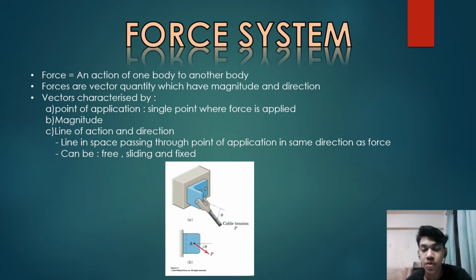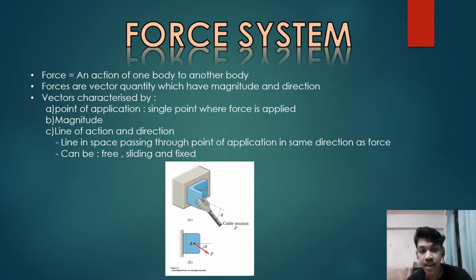Next, we are going to talk about force systems. Force is an action of one body on another body, and force is also a vector quantity which has a magnitude and direction. A vector is characterized by certain characteristics. The first is a point of application. The point of application is the single point where the force is applied. If you see the diagram below, A is what we call the point of application.